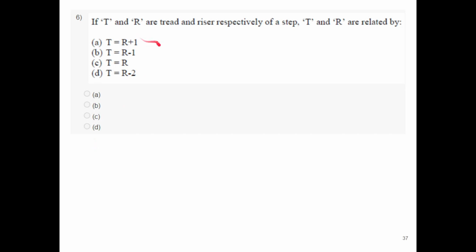As I told you, for one flight, the number of treads is one less than the number of risers. So T equal to R minus 1 for a flight. This equation is for a flight. In that earlier question it was T equal to R minus 2 because there were two flights in a dog-legged staircase. But the general condition is T equal to R minus 1.